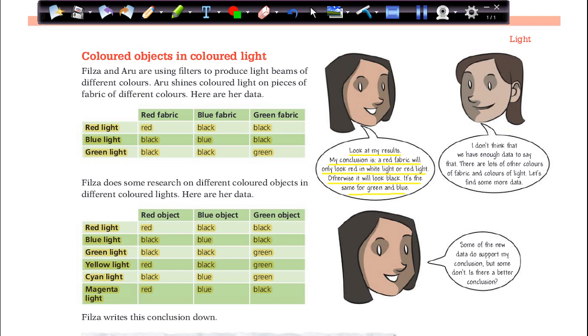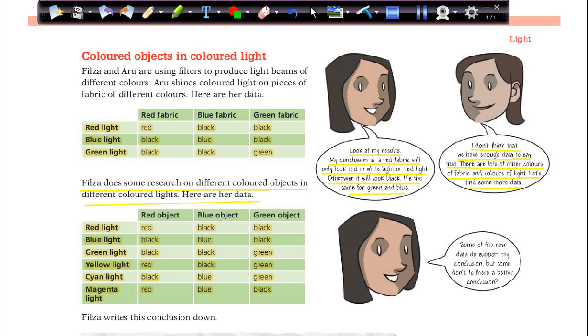And the other girl's conclusion: I don't think that we have enough data to say that, there are lots of other colors of fabric and colors of light. Let's find some more data. They need to do another investigation to make sure that their conclusion is correct. So, Filza does the same research on different colored objects in different colored lights.